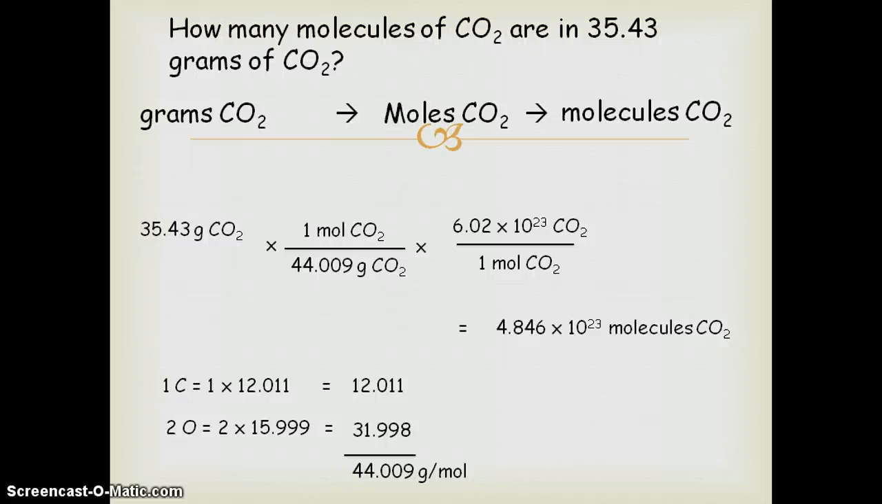Okay, so that will give us a grand total of 4.846 times 10 to the 23rd. Again, the reason we round to our four significant figures is that's what's given to us in the problem. If you're given four significant figures, you end with four significant figures. So 4.846 times 10 to the 23rd molecules of CO2.